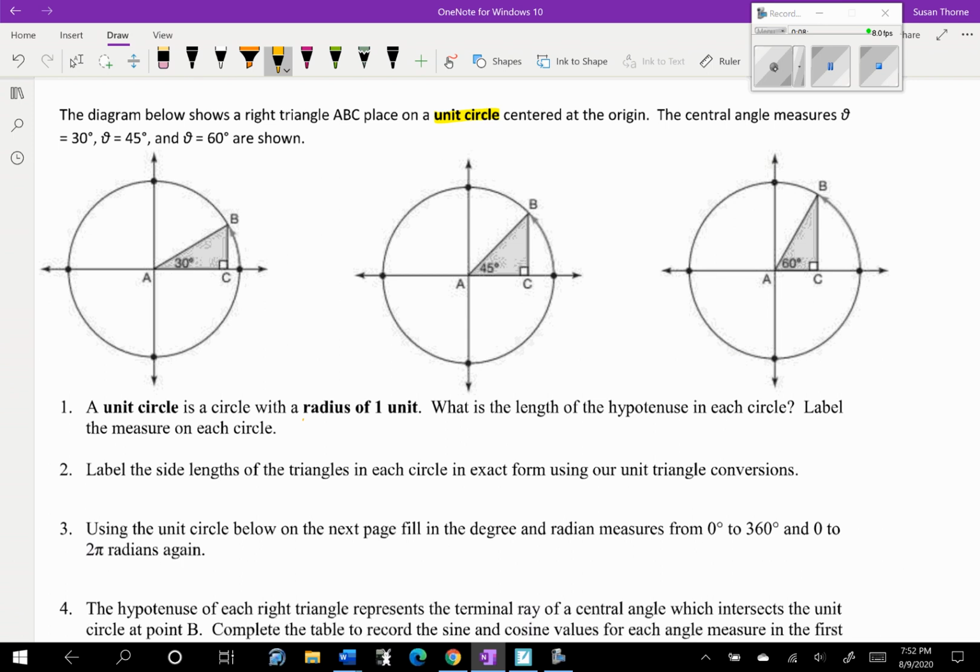So if it is a unit circle, which means the radius is 1 unit, that means that each of the hypotenuse, which again is across from the right angle, is equal to a value of 1. So it's the hypotenuse.